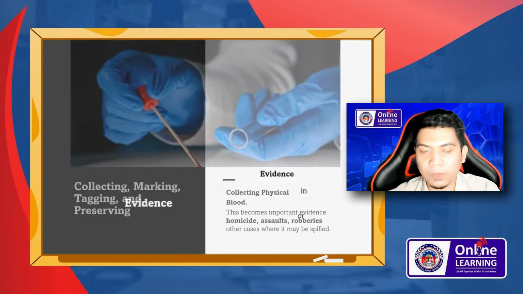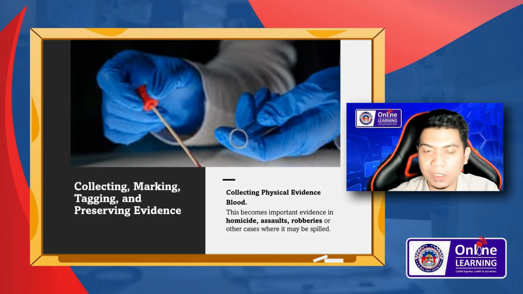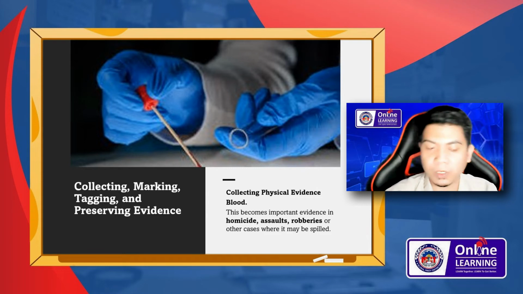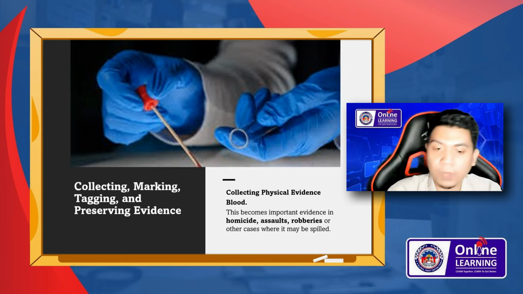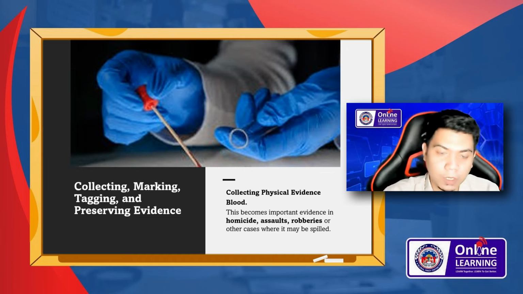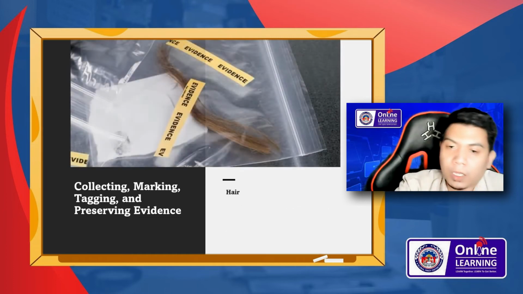So next, we have here the collecting, marking, tagging, and preserving evidence. The first one, we have here the collecting physical evidences. The first one is the blood. So this becomes important evidence in homicides or assaults, robberies, or other cases where it may be spilled. Blood may be categorized into major groups of A, B, AB, and O depending on the condition of the stain on receipt. Okay? So next one, we have here the hair or yung buhok.